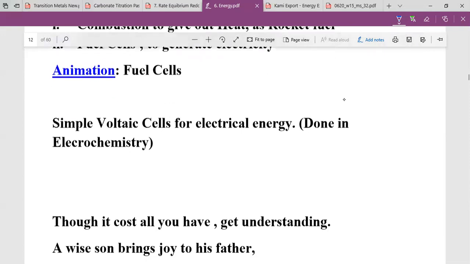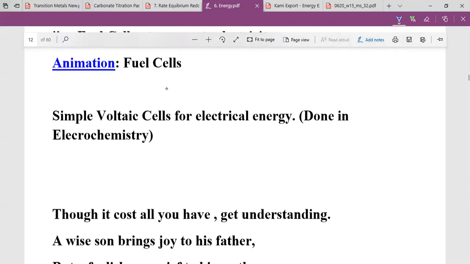Now, fuel cells. Hydrogen is used as a fuel cell. You will learn later that hydrogen and oxygen can be used to make electrical energy. It's called fuel cells. That's all you need to know. Fuel cells, F-U-E-L C-E-L-L-S, to make electrical energy from hydrogen and oxygen.